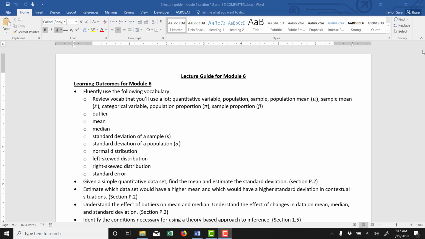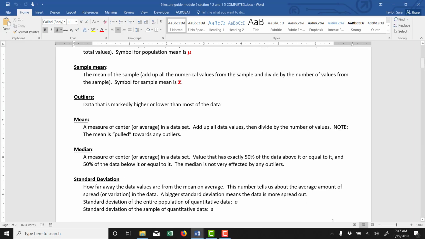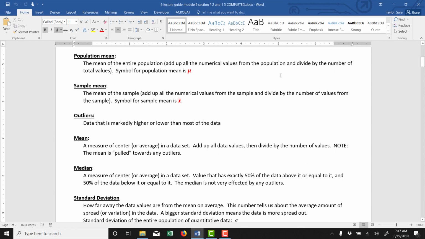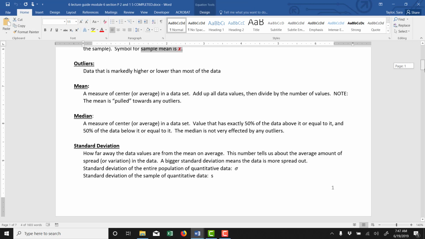This is Module 6, first video. We have some brief vocabulary here to start with. I'll review real quickly here that population mean is mu and sample mean is x bar. We are going to talk in more detail about quantitative data in this module.